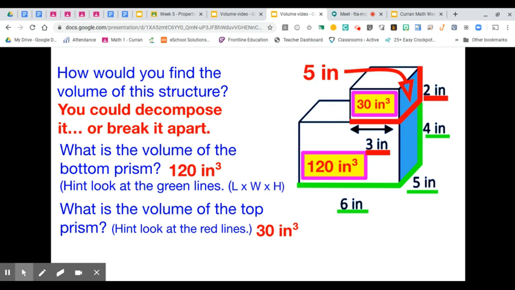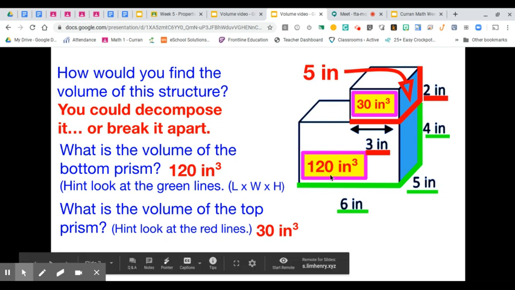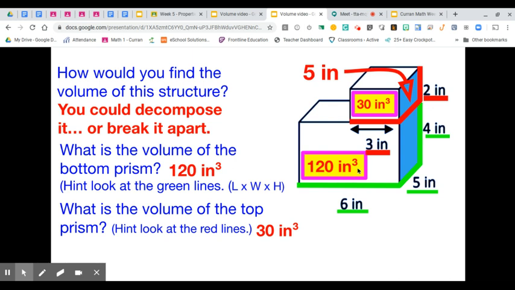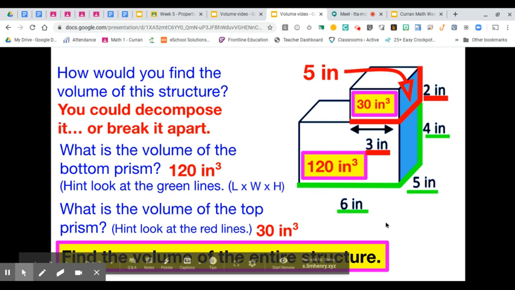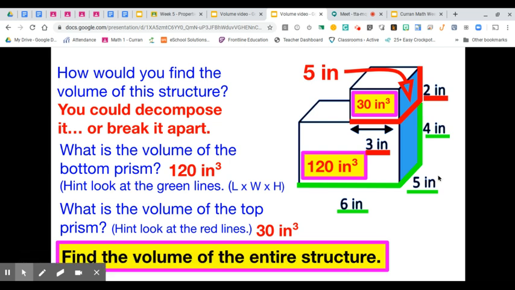Lastly, I would have to put the boxes back together. I would have to add together the 120 inches cubed to the 30 inches cubed to come up with the volume of the entire structure, which would be 150 inches cubed.